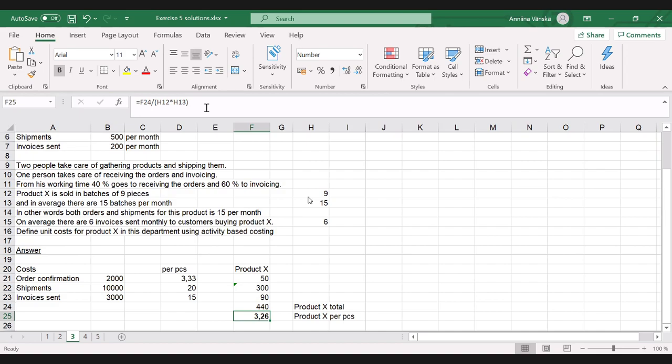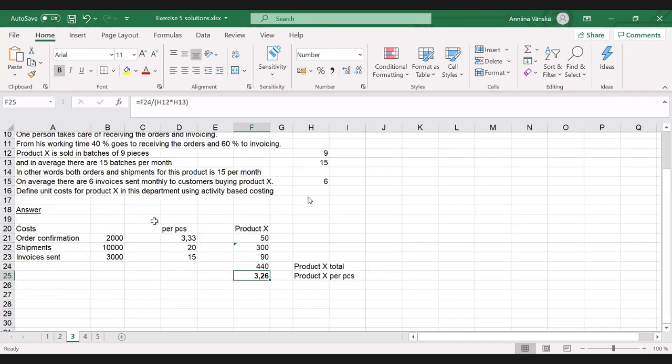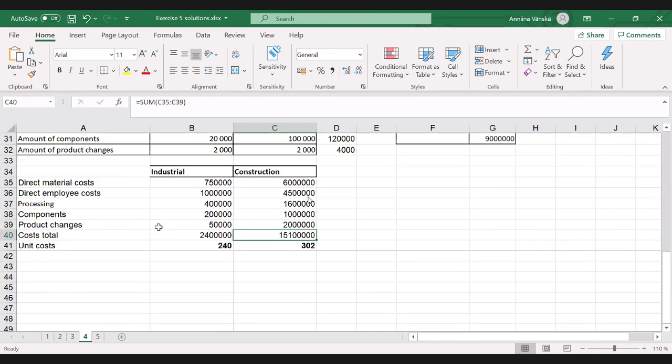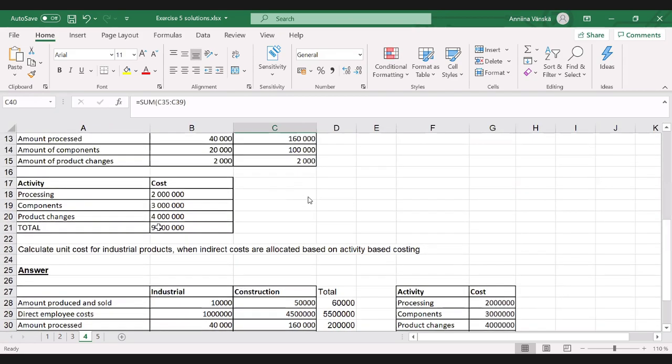All clear, or is there something that you would want us to go through together? Number 4.